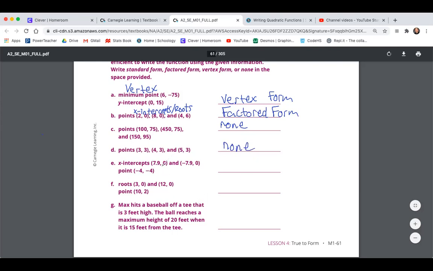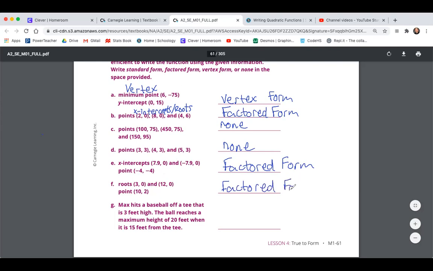Part E, though, gives us some x-intercepts and an additional point. Since we're given x-intercepts, we can go ahead and do factored form for that. Part F, given some roots. Remember, roots are the same exact things as x-intercepts. The y values are 0 on those points, and so that's going to be factored form.